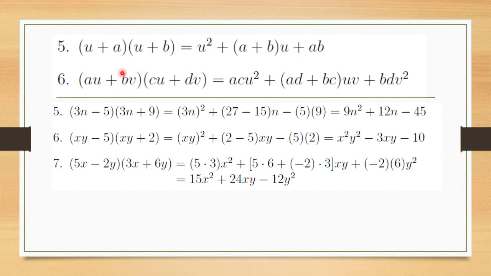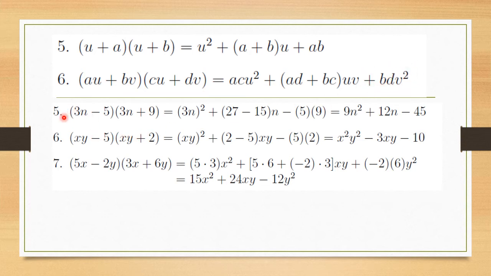That is true as well for your formula number 6. You've got au plus bv times cu plus dv. So the first term on your answer here is just the F in FOIL. First term times first term would be acu squared. If you distribute this uv here over this binomial, this is just simply the sum of your O and I in FOIL, outer and inner. So you've got au times dv, that is ad uv. Okay, ad times uv, and bv times cu is just bcuv. This is it. And this would be for the last term, bv times dv, which is equal to bdv squared.